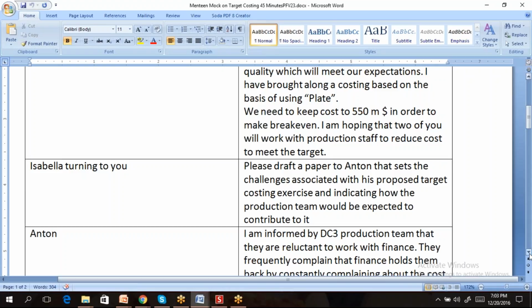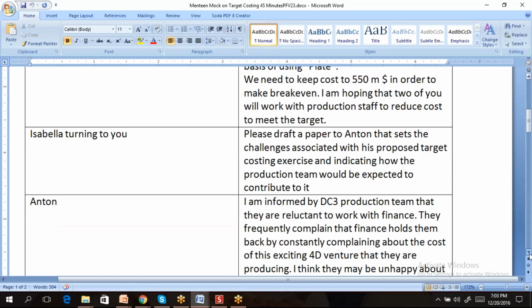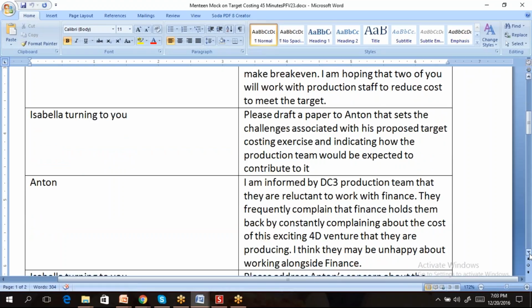They want to put the best thing, all that kind of thing. Right? So then Anton is turning and saying, I'm informed by the DC3 production team. Remember, for every film they must have a production team. They are reluctant to work with finance. Yes. They frequently complain that finance holds them back by constantly complaining about the cost of this exciting 4D venture that they are producing. I think they may be unhappy about working alongside finance.